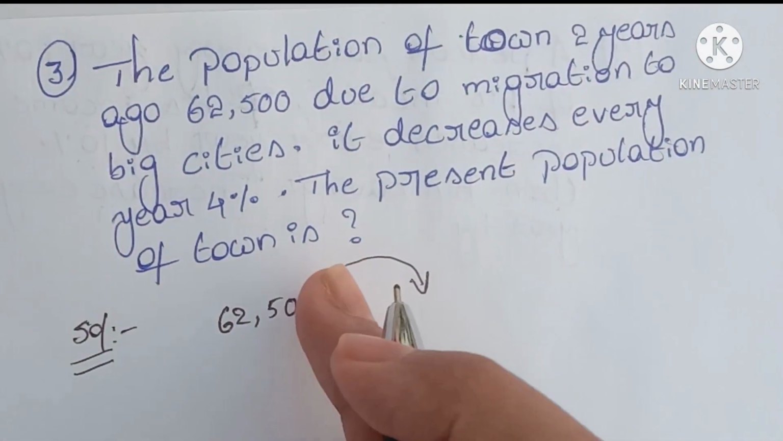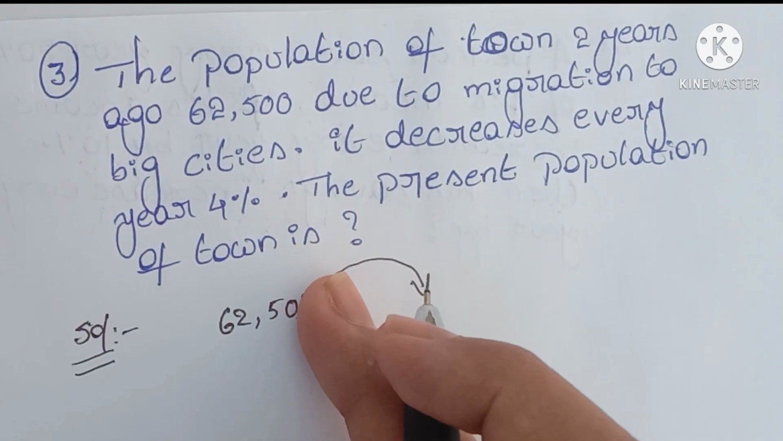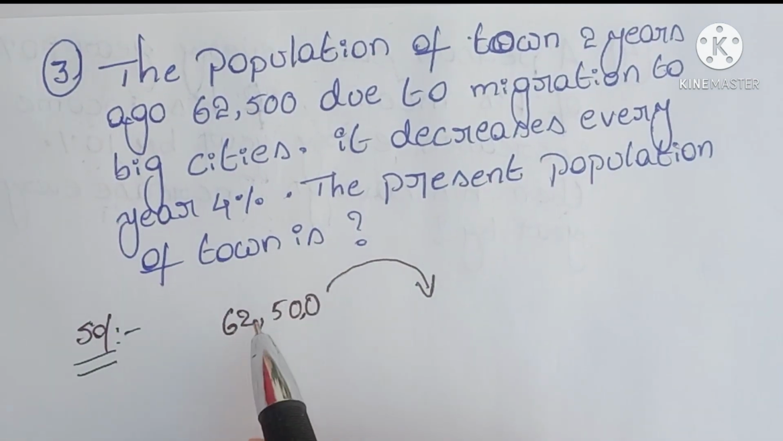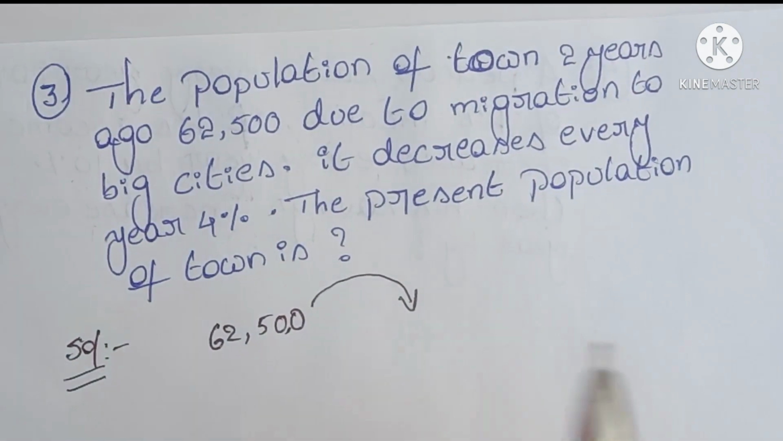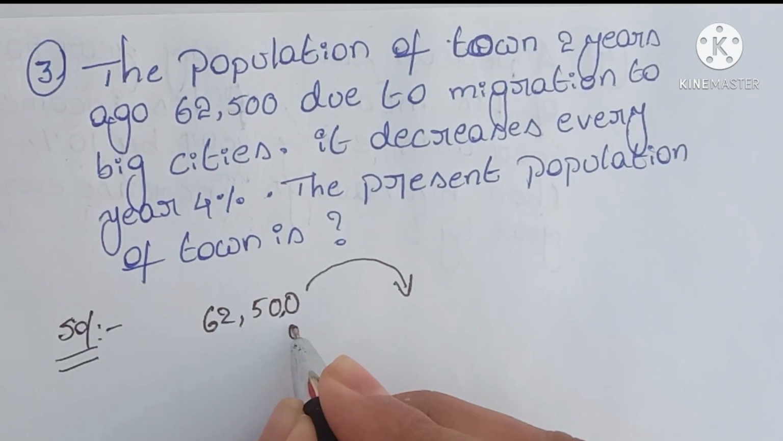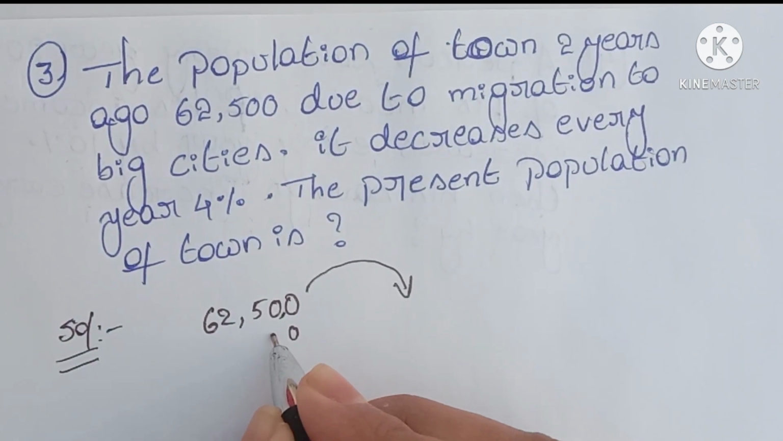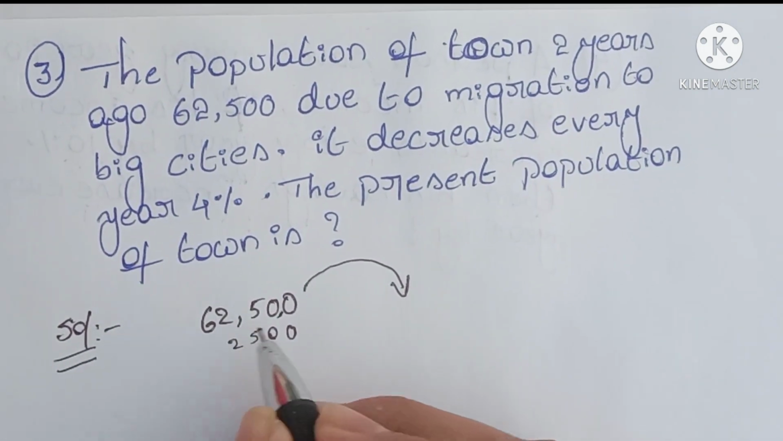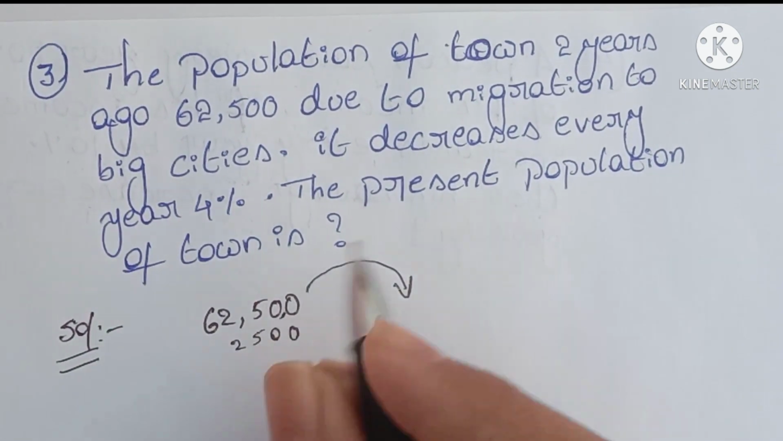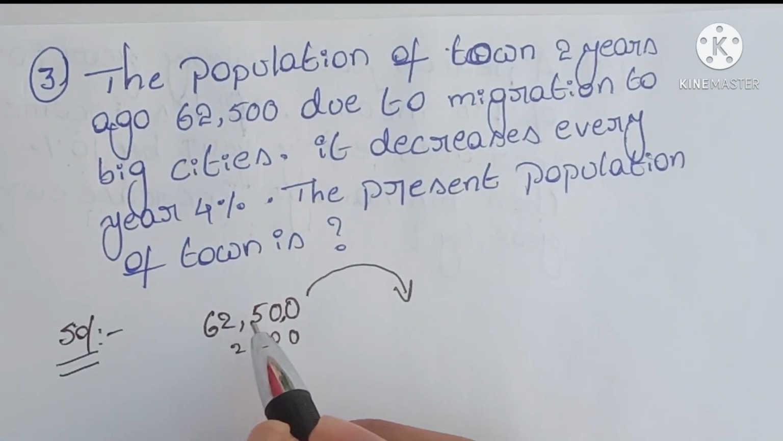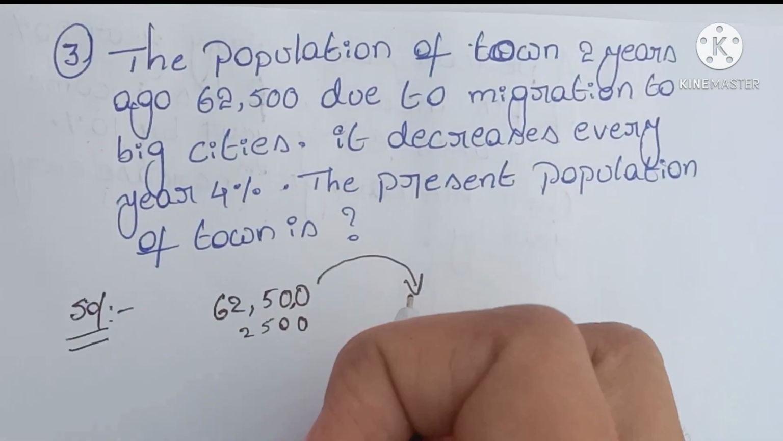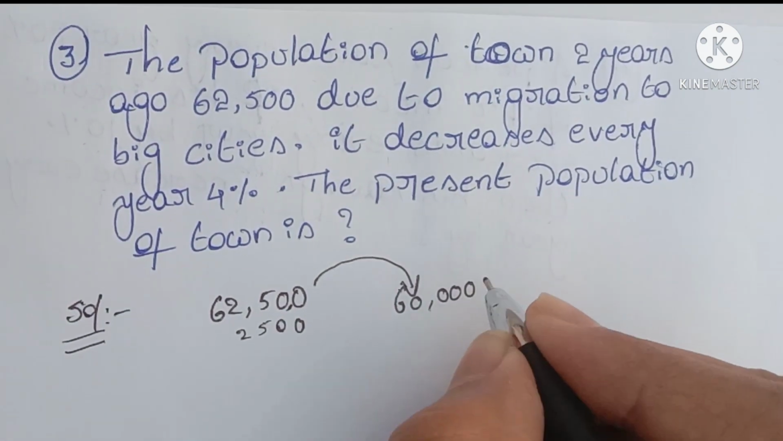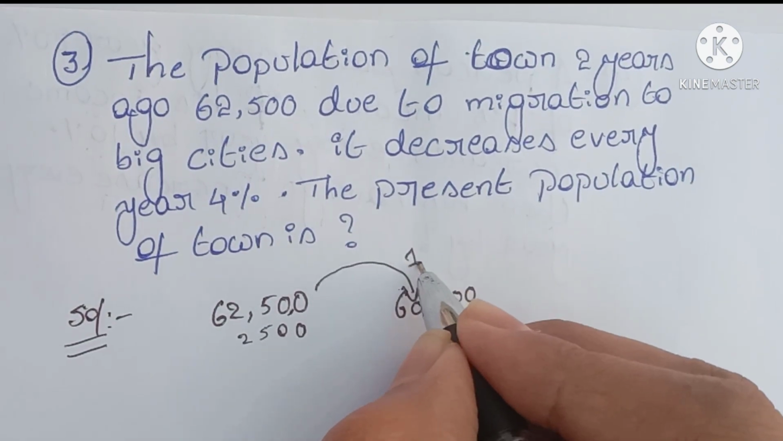How do we calculate? 10% is 6,250, 1% is 625, 4% is 625 into 4. 4 5 20. 4% of this number is 2,500. The population decreases, so we need to subtract. How much we get? 60,000. This is first year.